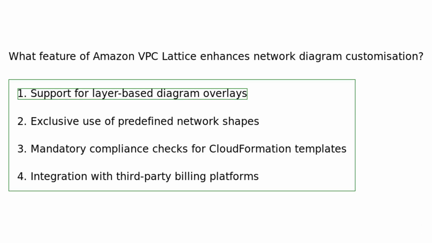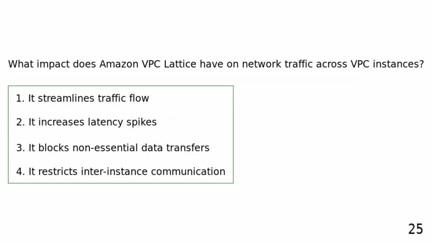Amazon VPC Lattice provides support for layer-based diagram overlays to enhance network diagram customization, allowing users to overlay additional information and visual elements on top of the network diagrams for detailed representations of the VPC layout. What impact does Amazon VPC Lattice have on network traffic across VPC instances?